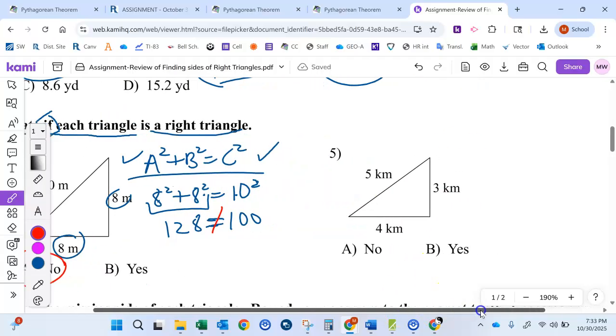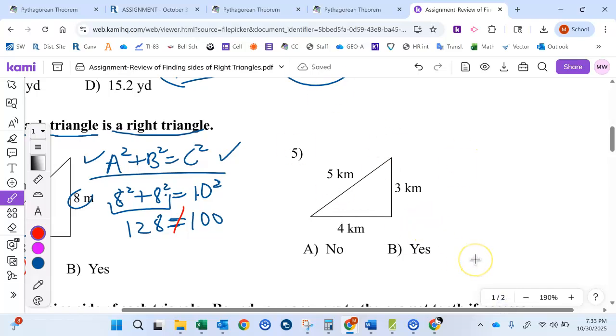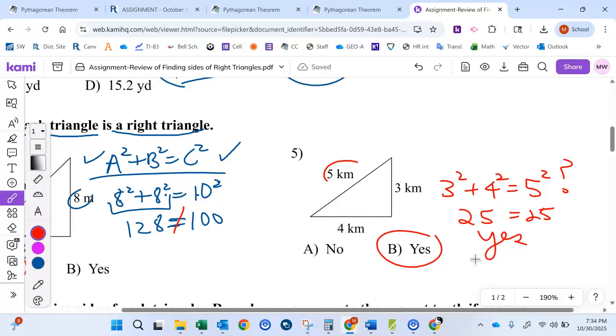Okay. So if you want, you can try this one to see if you think it is. Basically, this is 5, so that's the c. So is 3 squared plus 4 squared equal to 5 squared? Well, if you do that on your calculator, you get 25 here and 25 here. So yes. There you go.